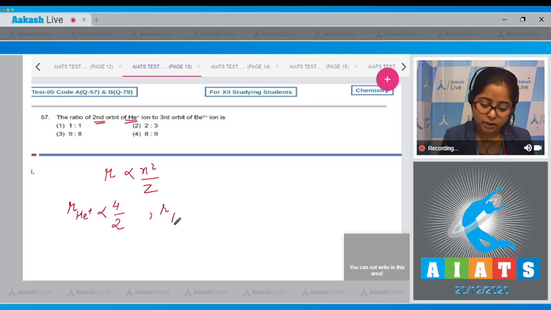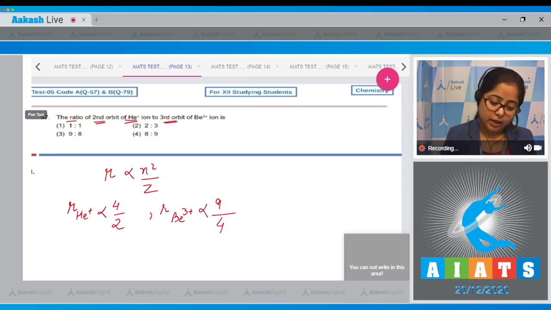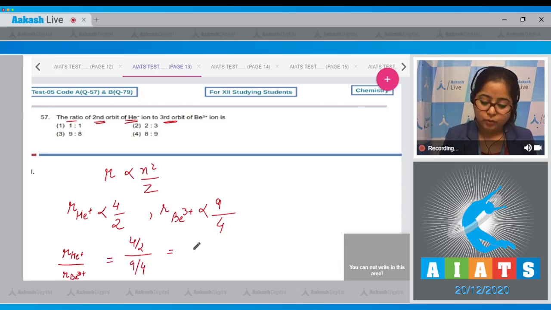Now I'm taking the radius for Be3 plus ion. Here we have to identify the radius of the third orbit. That means 3 square, which is 9, upon the value of z for Be, which is 4. As we have to identify the ratio, the ratio of He plus upon beryllium 3 plus is equal to 4 upon 2 upon 9 upon 4, which is equal to 8 upon 9. That means the correct answer is option number 4.